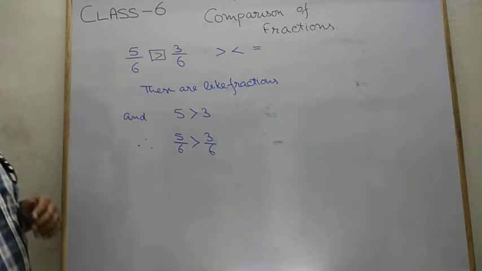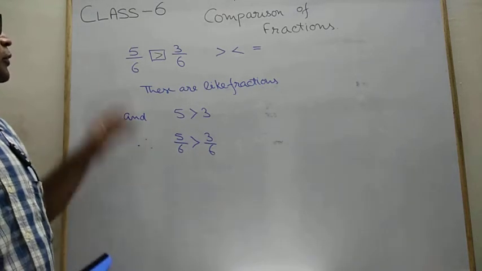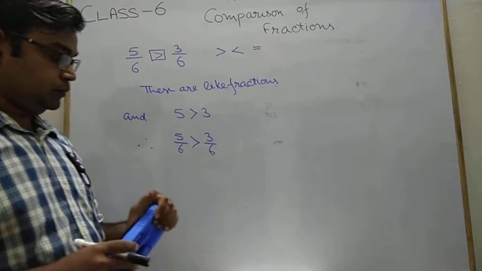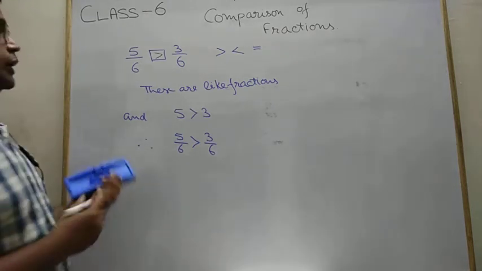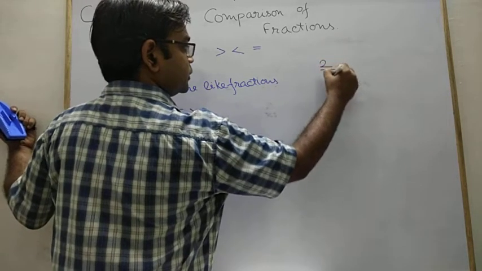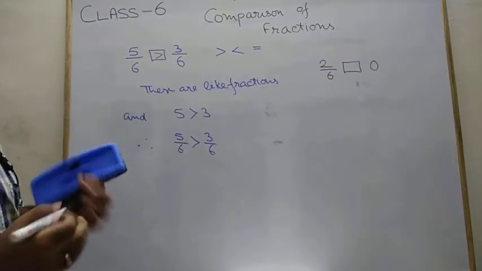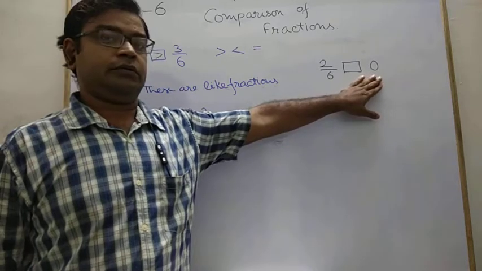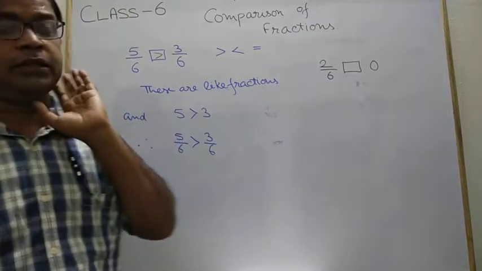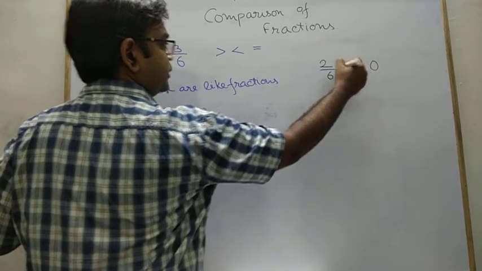Likewise, you can solve for the different conditions. I'm going to solve one more question of a different method. Okay, one interesting question I got: comparing 2 upon 6 and 0. It is easy to understand that every positive number is always greater than 0. So in this case, 2 upon 6 is greater than 0.